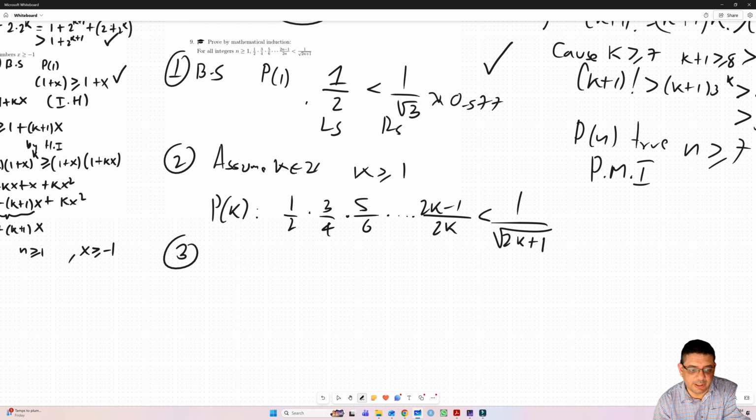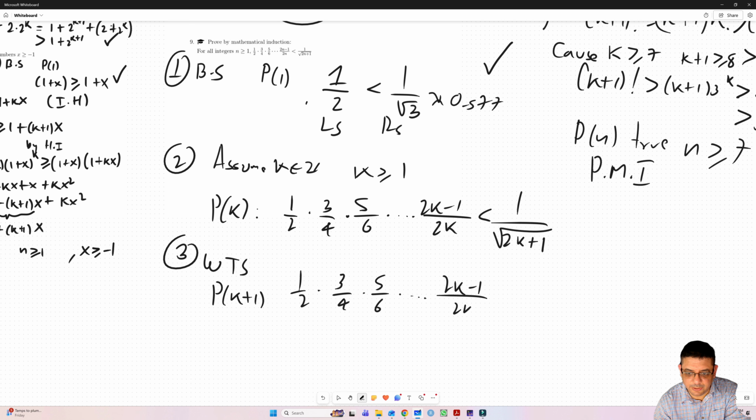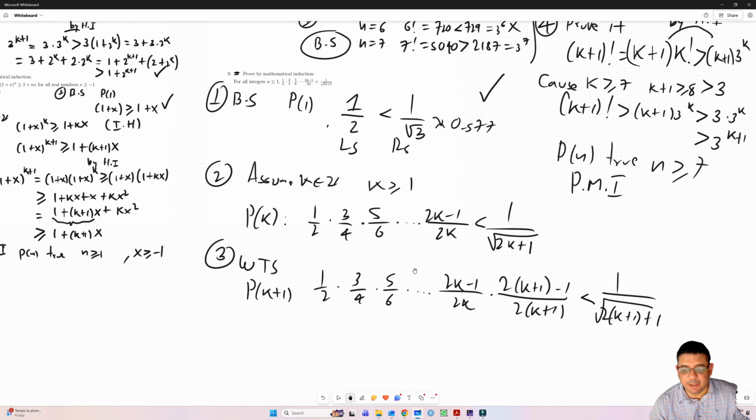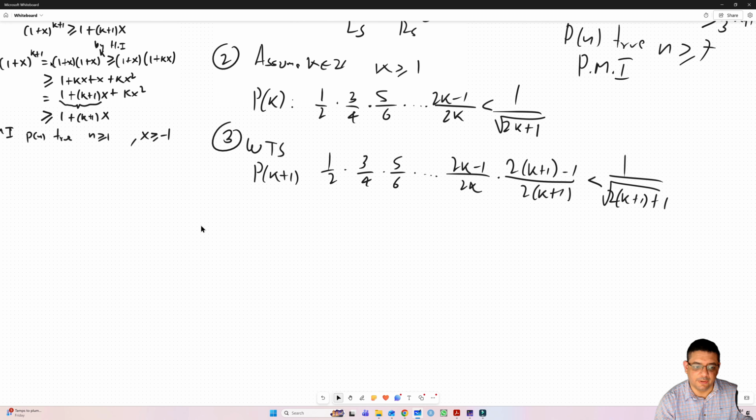So now number 3, I want to show that P of k plus 1 holds. So I want to show that 1/2 times 3/4 times 5/6 times ... times (2k minus 1) over 2k times (2k plus 1) over (2k plus 2) is still less than 1 over the square root of 2k plus 3. Okay? So big play of inequalities in here. So now number 4, let's show it.